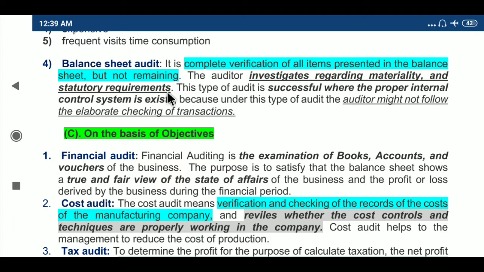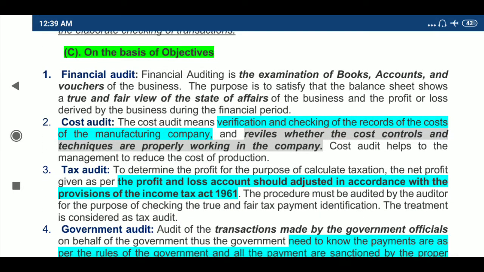For example, accounting standards followed in the financial statements, that means in the balance sheet. For example, the building is properly valued, properly depreciated as per AS 10, property, plant and equipment, and so on. Next, on the basis of objectives, the audit can be classified as, first one, financial audit.